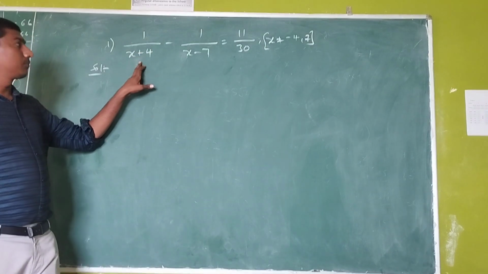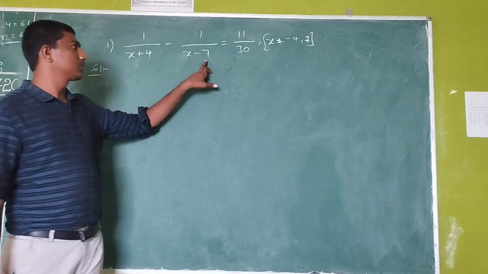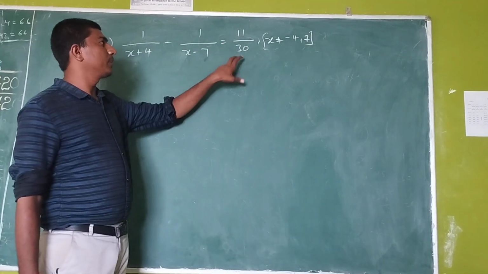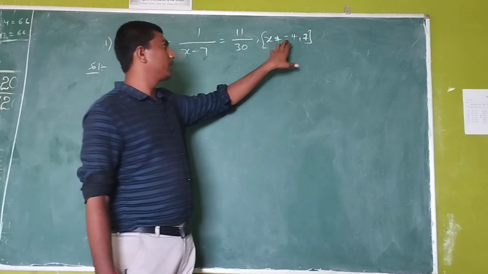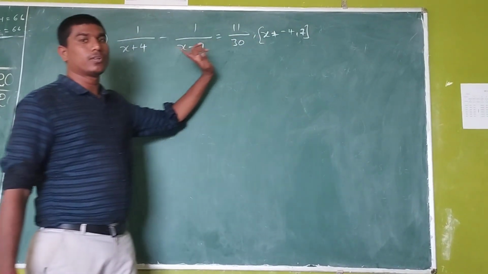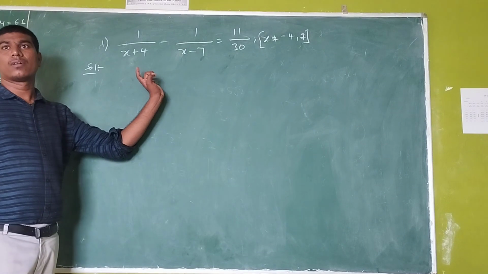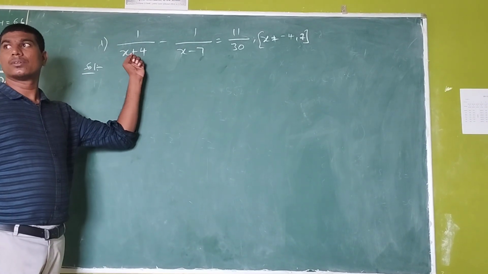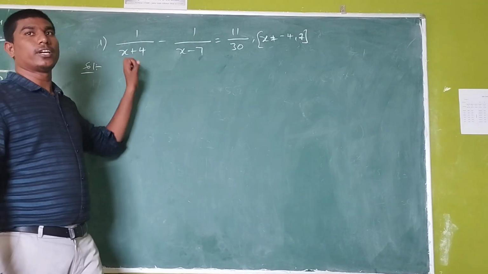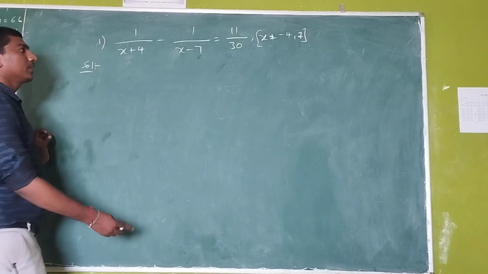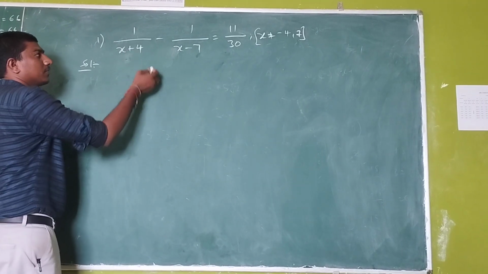1 by x plus 4 minus 1 by x minus 11 equal to 11 by 30, where x is not equal to minus 4 by 7. Here what we have to find? x. Why? Because it is the variable. So now when you get this kind of question, do the cross multiplication.